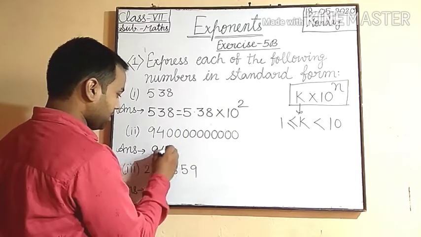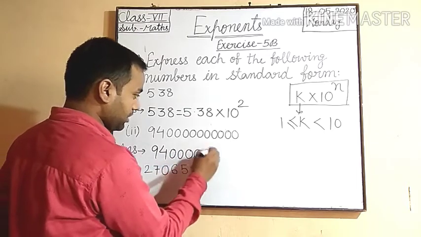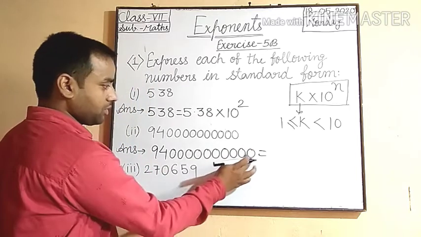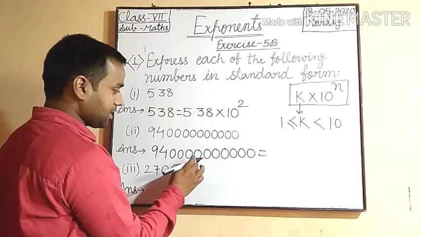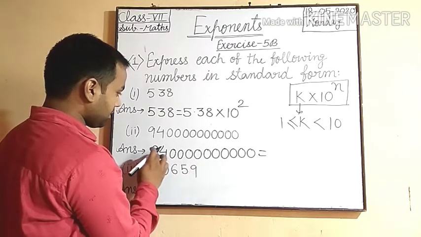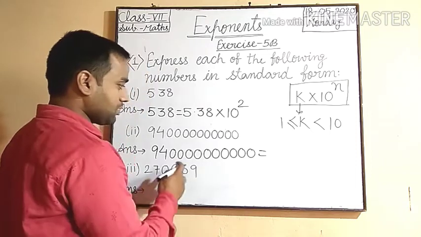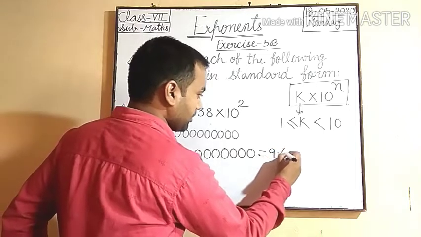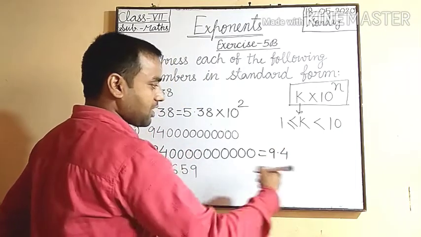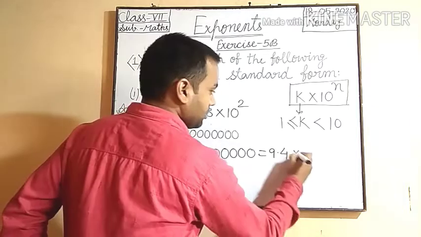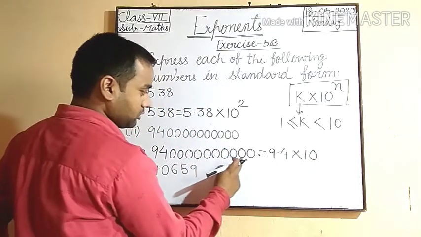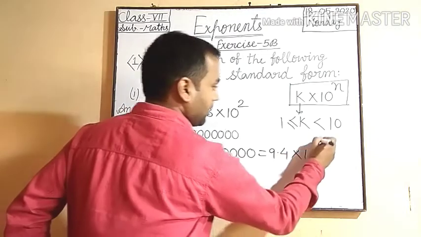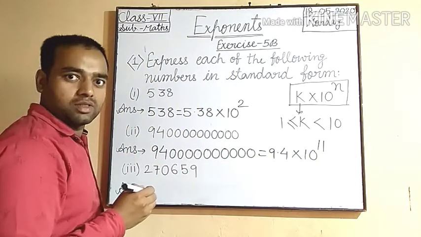Next, 9400000000 and so on. Counting places 1 2 3 4 5 6 7 8 9 10: ones, tens, hundreds, thousands, 10,000, lakh, 10 lakh, crore, 10 crore, arab, 10 arab, kharab. Means we put the decimal after 9, so 9.4. After decimal the last 0 is not counted. Into 10 power of 1 2 3 4 5 6 7 8 9 10 11. The power is 11. Is it clear?